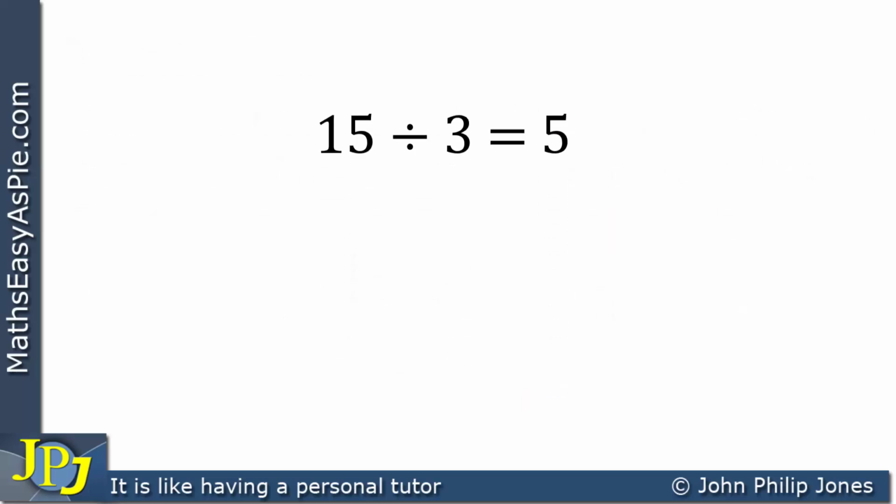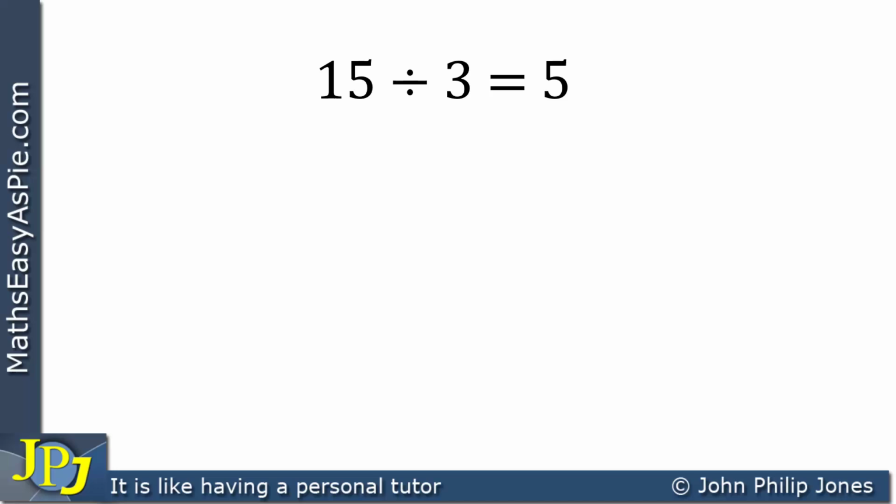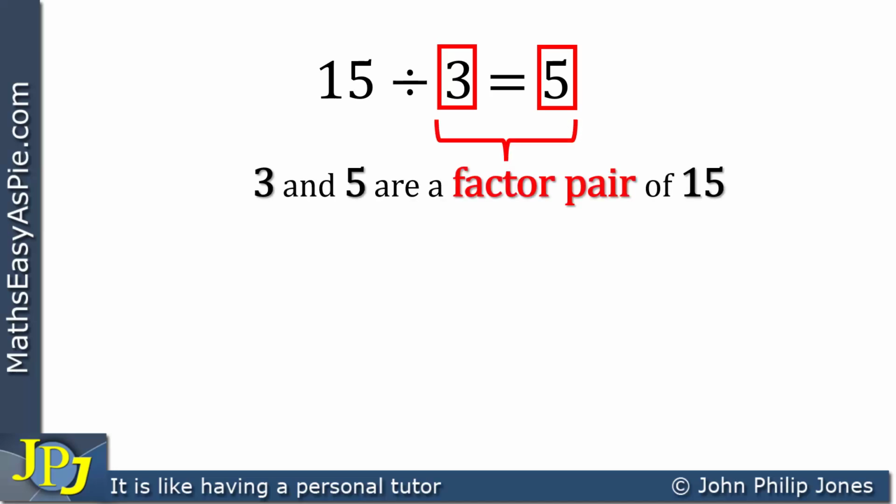Let's home in on this calculation. You can see when we perform the calculation, we end up with the 3 and the 5, both being factors of 15. And the 3 and the 5 are referred to as a factor pair of 15.